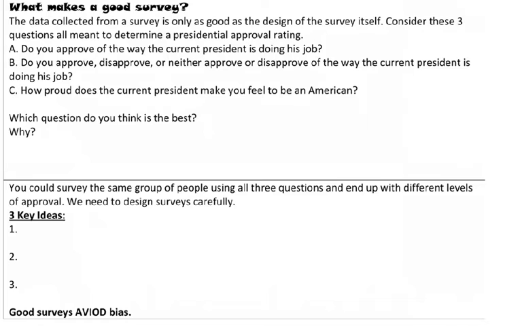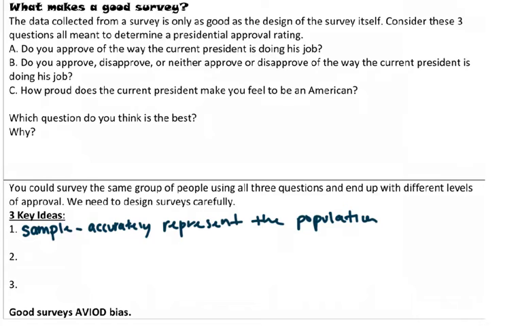So here's your 3 key ideas. First, you got to think about the sample. It has to accurately represent the population. So if I did a survey and I only asked blonde-headed people what they thought about the president, that's really not an accurate representation because there's brunette people and red-headed people and bald people, and they have an opinion too. You can't just single a certain group out.